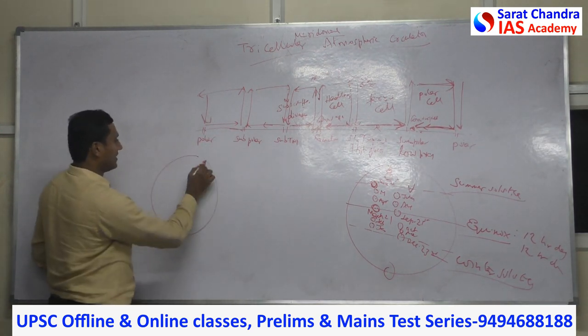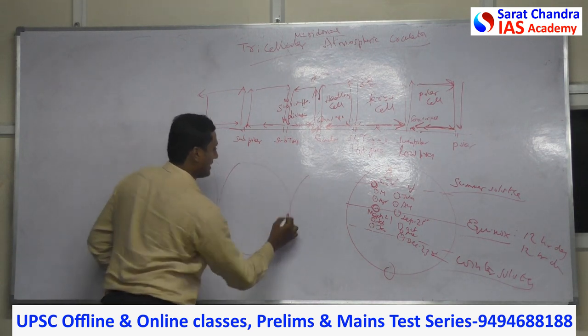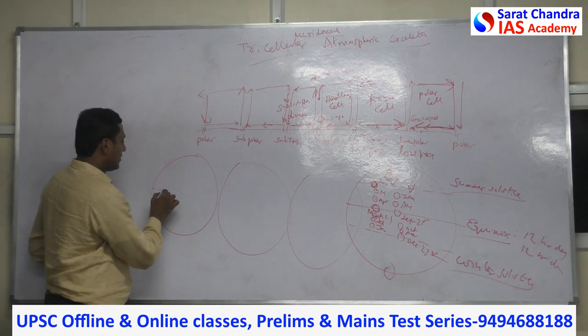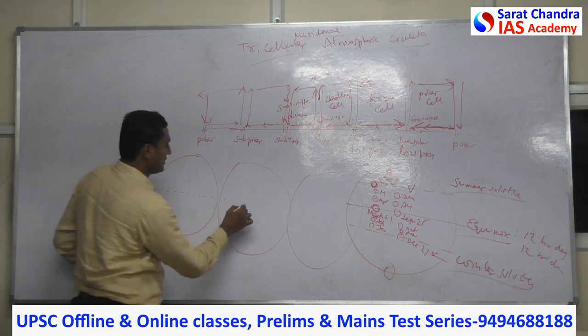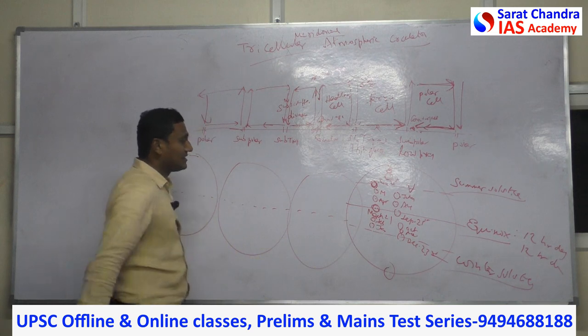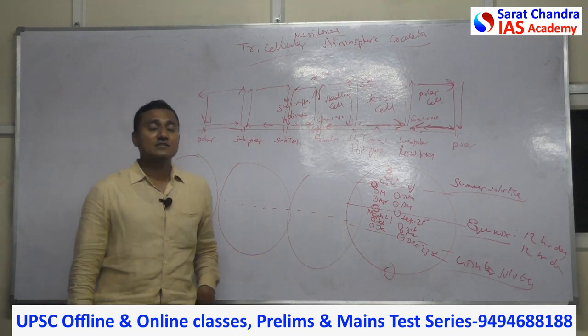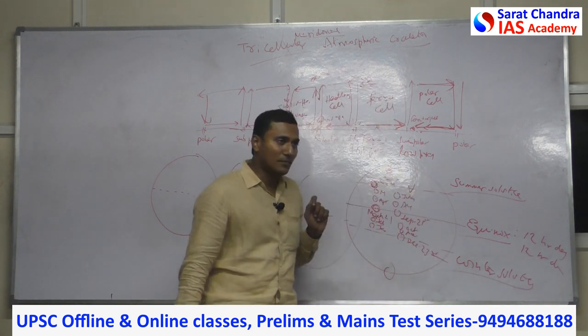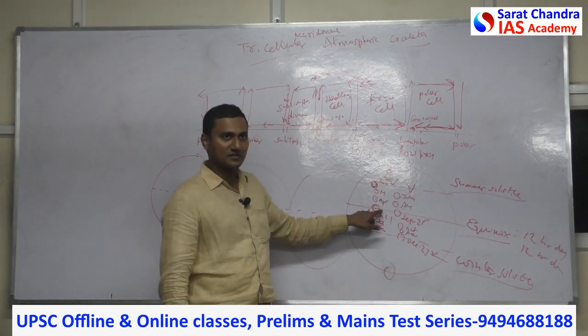I am drawing earth here, again earth here, again earth here. Okay, now listen carefully. I am drawing the geographical equator. The reason why I am telling geographical equator is there is something called thermal equator. Thermal equator means, for example, in March, thermal equator is here, high temperature.